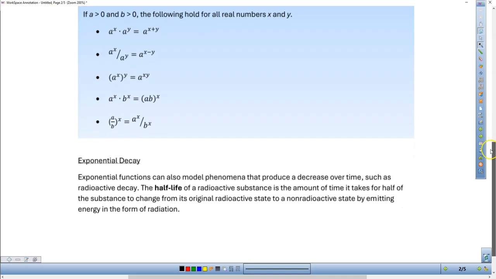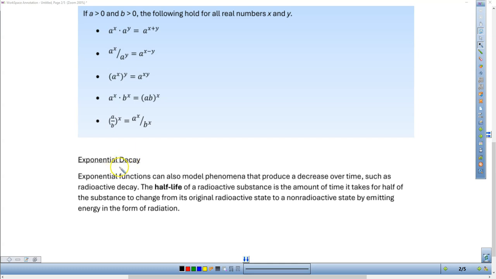Now, we already talked about exponential growth, but let's make sure we touch on exponential decay. These are functions that can also model phenomena that produce a decrease over time, such as radioactive decay. The half-life of a radioactive substance is the amount of time it takes for half of the substance to change from its original radioactive state to a non-radioactive state by emitting energy in the form of radiation.